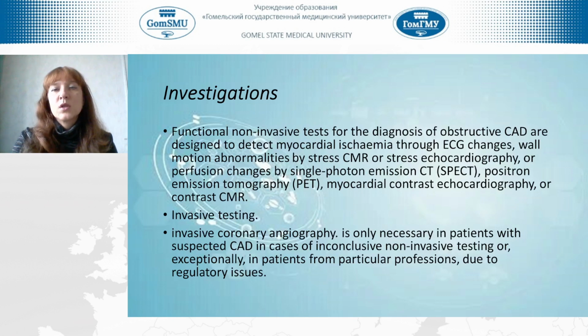Functional noninvasive tests for the diagnosis of obstructive CAD are designed to detect myocardial ischemia through ECG changes, wall motion abnormalities by stress CMR or stress echocardiography, or perfusion changes by single photon emission CT, positron emission tomography, myocardial contrast echocardiography, or contrast CMR. Invasive testing. Invasive coronary angiography is only necessary in patients with suspected CAD in cases of inconclusive noninvasive tests, or in patients from certain professions due to regulation.